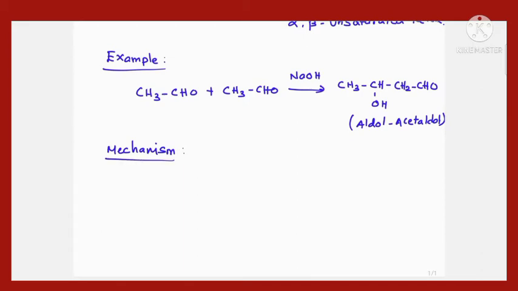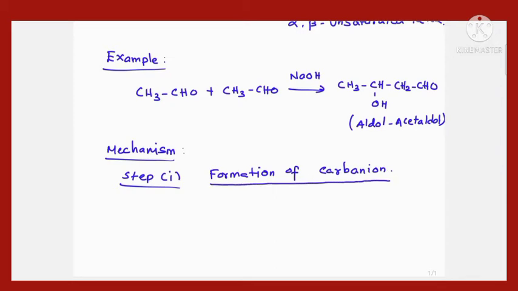Actually, this aldol condensation occurs in 3 steps. The first step, step 1, is nothing but the formation of carbanion. So what is carbanion? Carbanion is a species in which carbon carries a negative charge. Anion is nothing but negatively charged. So the formation of carbanion gives a species which has carbon with a negative charge.